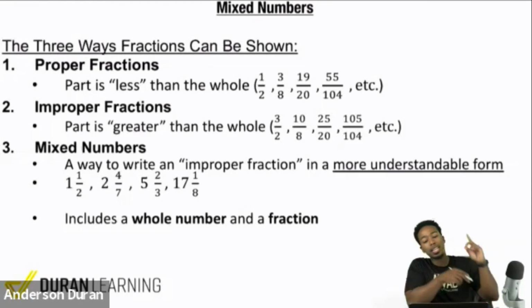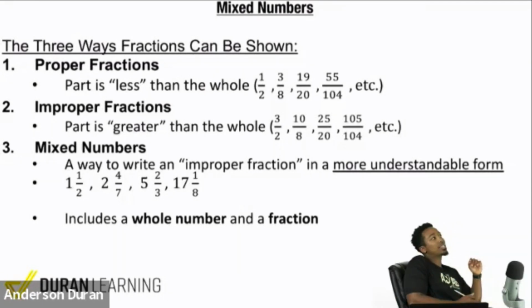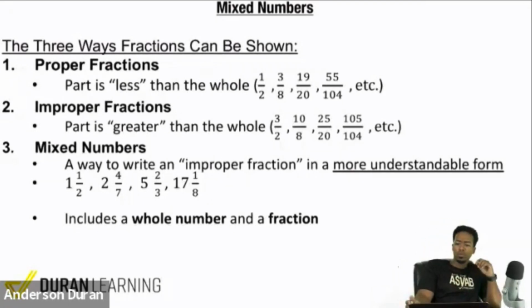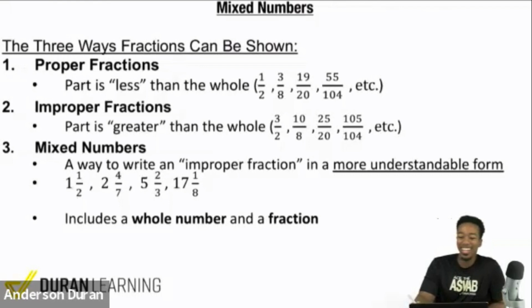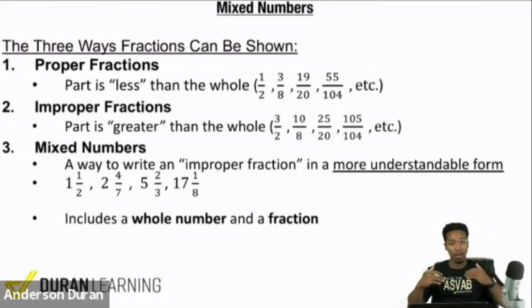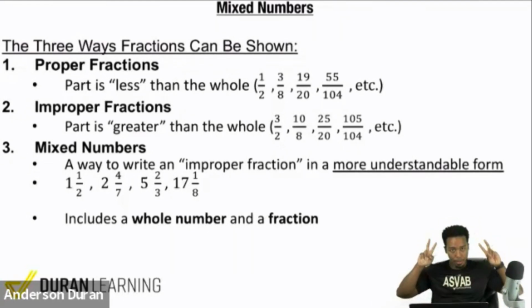There we go. Now let's ask ourselves, what's another way to say top? What's the formal way of saying top? Yeah, numerator. That's right. The top is called the numerator, and the whole is called the denominator. The bottom is called the denominator. So when the top is smaller than the bottom, you have what's called a proper fraction.